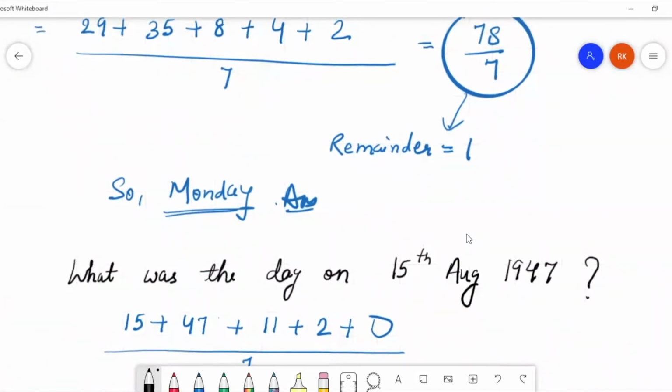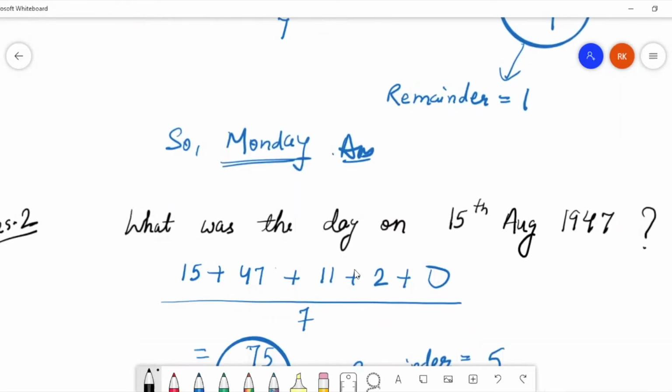What was the day on 15th August 1947? We are calculating the day when India got independence. Okay, so the date is 15th. It's given. Now year 1947. We have to take the last 2 digits of the year given. So 47. Now for the quotient, we have to divide 47 by 4, and we are getting the quotient as 11. Now August. August is the month given. You have to go to the month code table and write the code for August, which is 2.